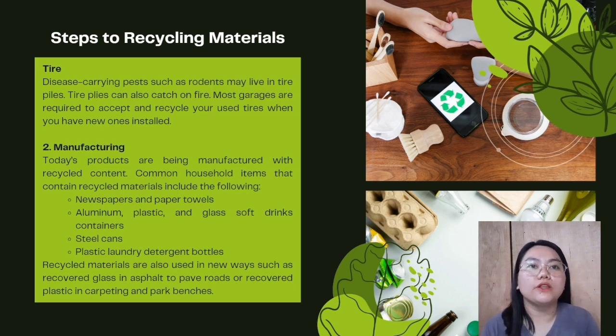So, today's products are being manufactured with recycled content. Common household items that contain recycled materials include the following: newspapers and paper towels, aluminum, plastic, and glass soft drinks containers, steel cans, and plastic laundry detergent and bottles. So at what it said, common na siya ng mga household items na ginagamit in recycling.